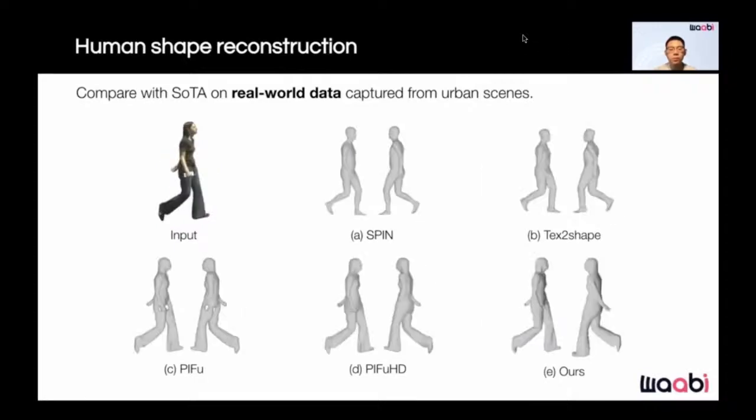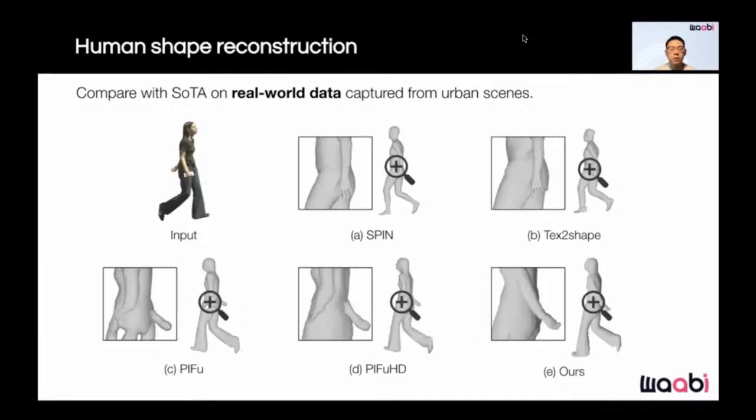Here's another example. Notice we're able to reconstruct a woman's jeans well compared to other methods. We also have no holes or merged body parts. And here is a closer look. We're better at handling the fine details, such as hand shape and arm pose.